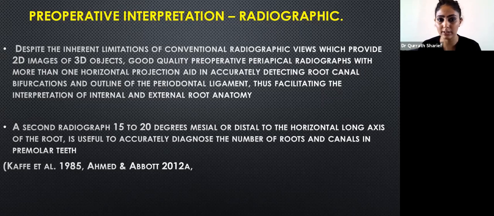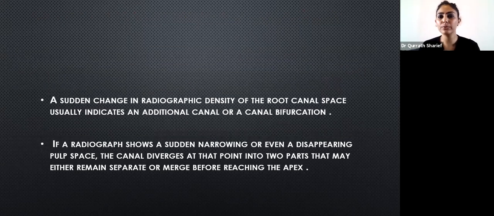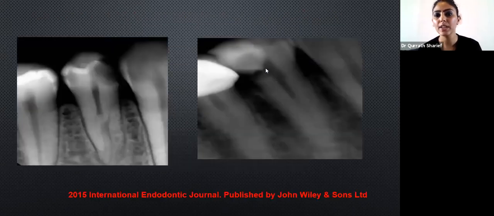This is very important. Now, this is a picture. If you see here, you can see a huge radiodensity starting from the canal orifice till the coronal aspect of the root.